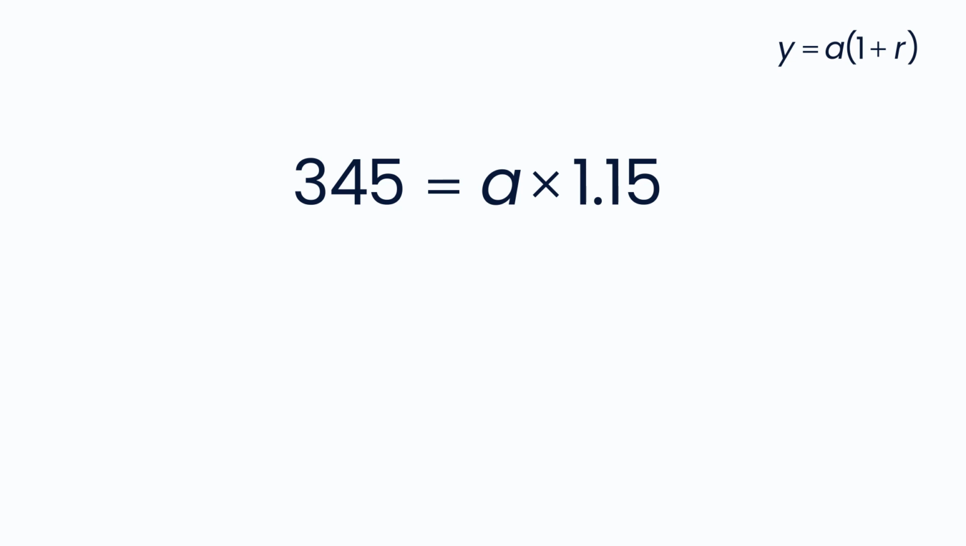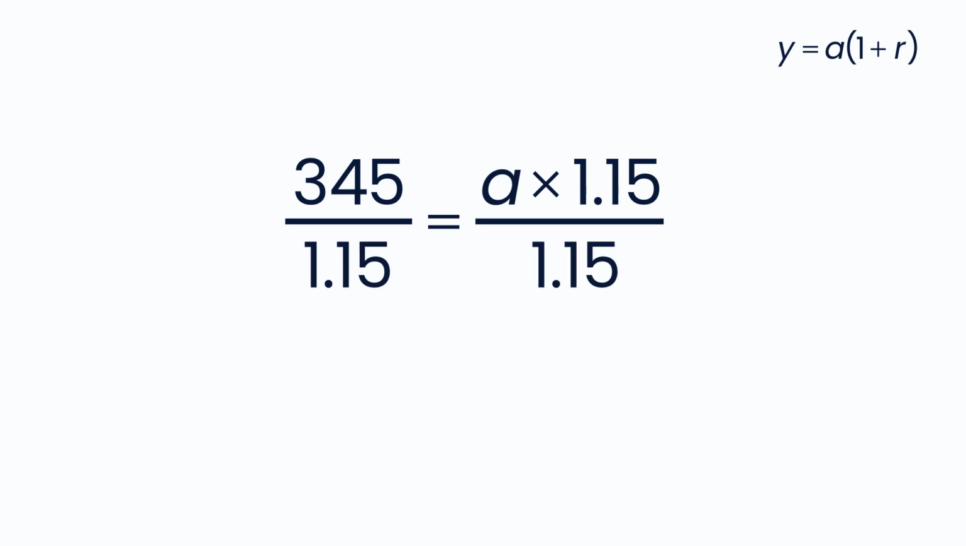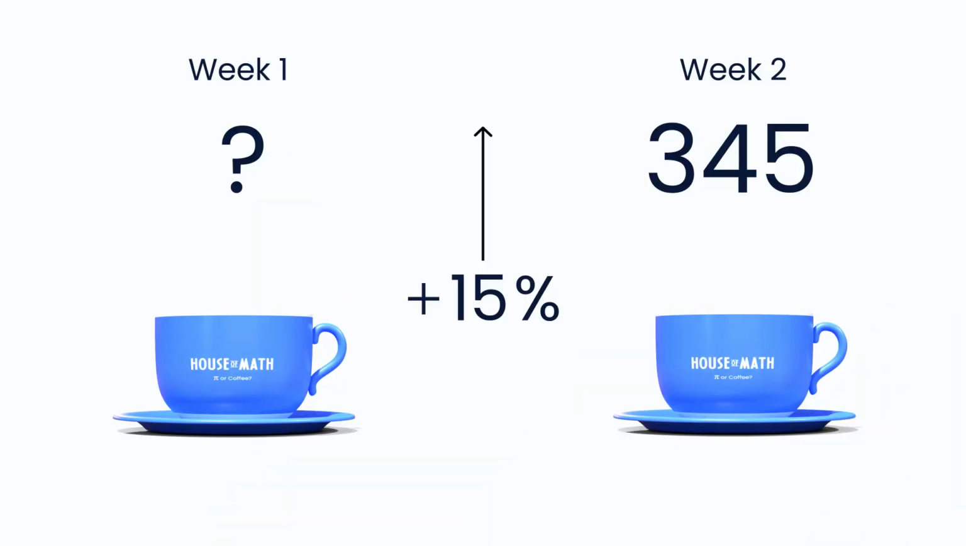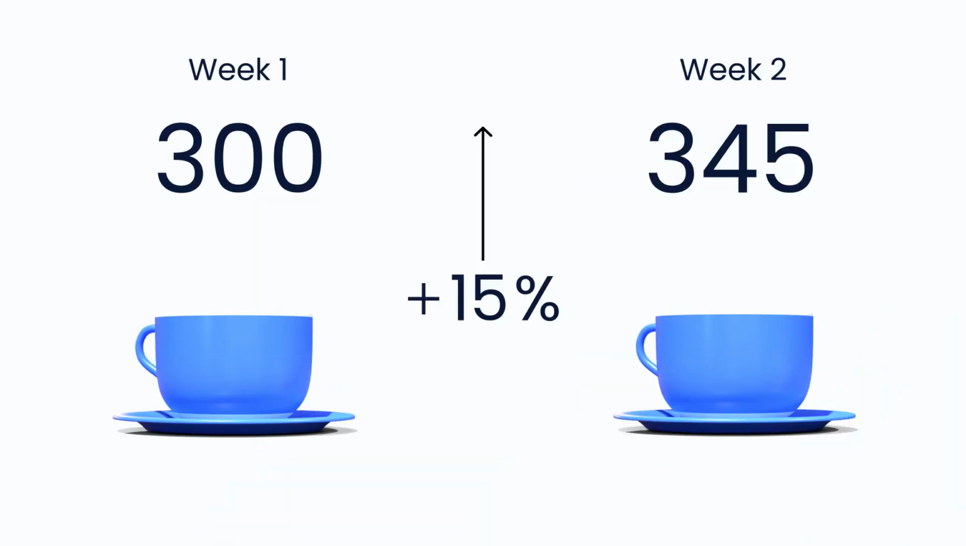To solve it, you'll want to isolate a, meaning you need to get a alone on one side of the equal sign. So, you first divide both sides by 1.15. On the right-hand side, the 1.15s cancel out, while on the left-hand side, you take 345 divided by 1.15, which equals 300. Since this is an equal sign, it does not matter if the a is on the left or right side of it. That means in Week 1, there were 300 cups of coffee sold at the cafe.